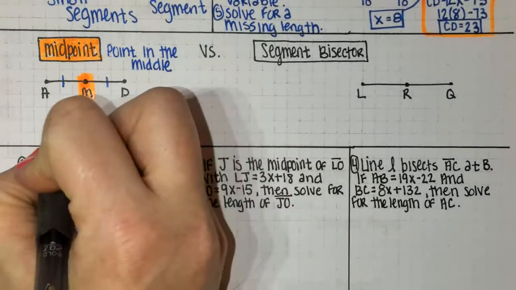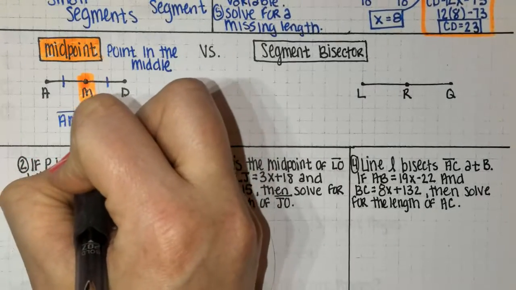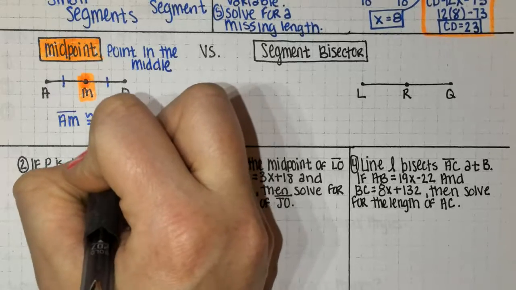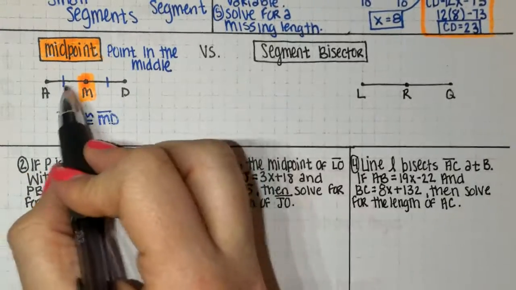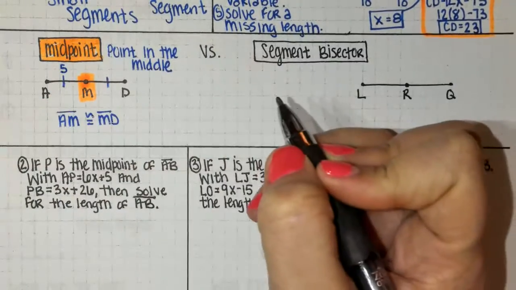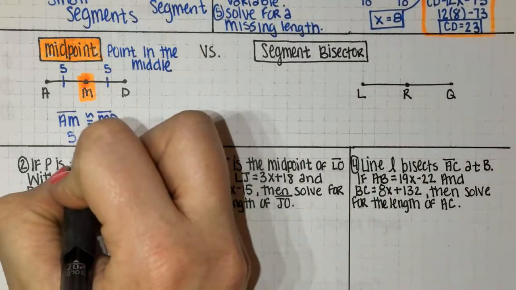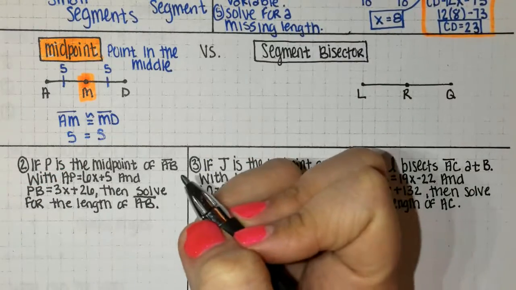Our segment statement, segment AM, is congruent to segment MD. What that means is these two measurements are the same. So let's say AM is 5. That would mean that MD is also 5. The value of 5 equals 5.